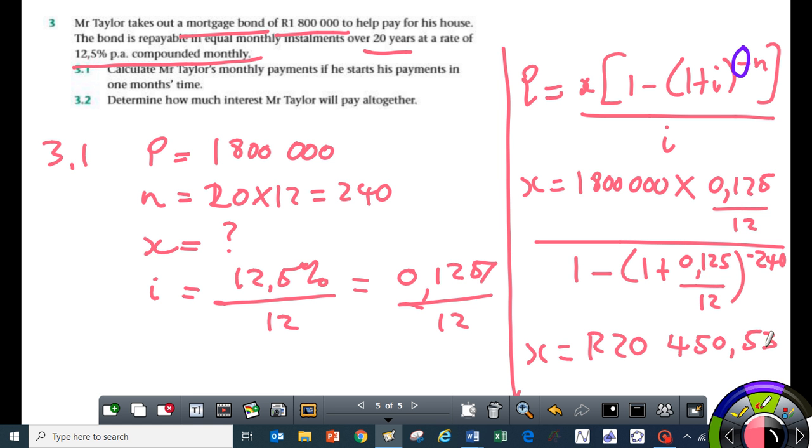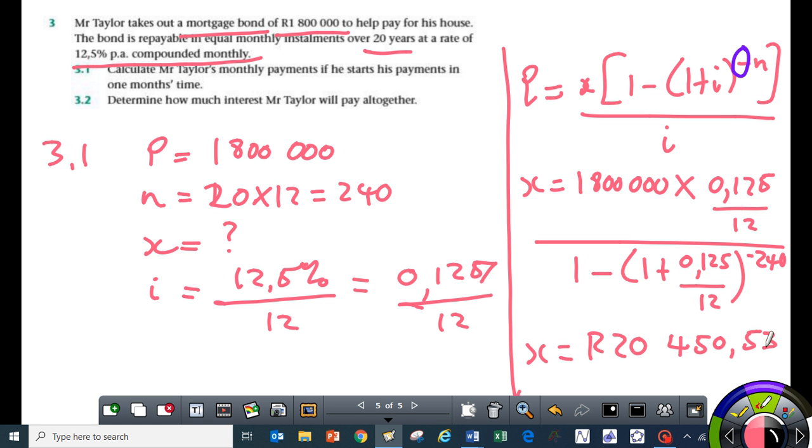Yeah, that's how much you pay. Obviously, the house is quite expensive, 1.8 million. So it's a big house with some luxuries like a pool and stuff like that. Right? Let's move on to 3.2.